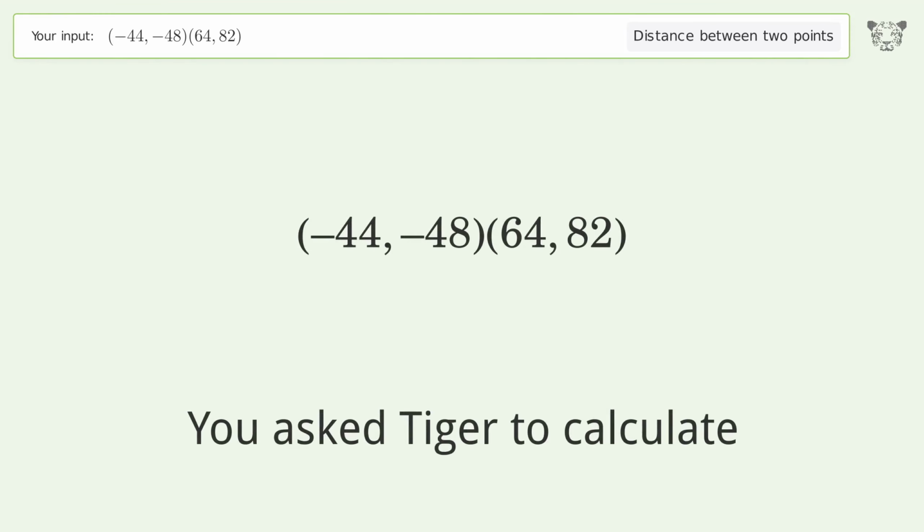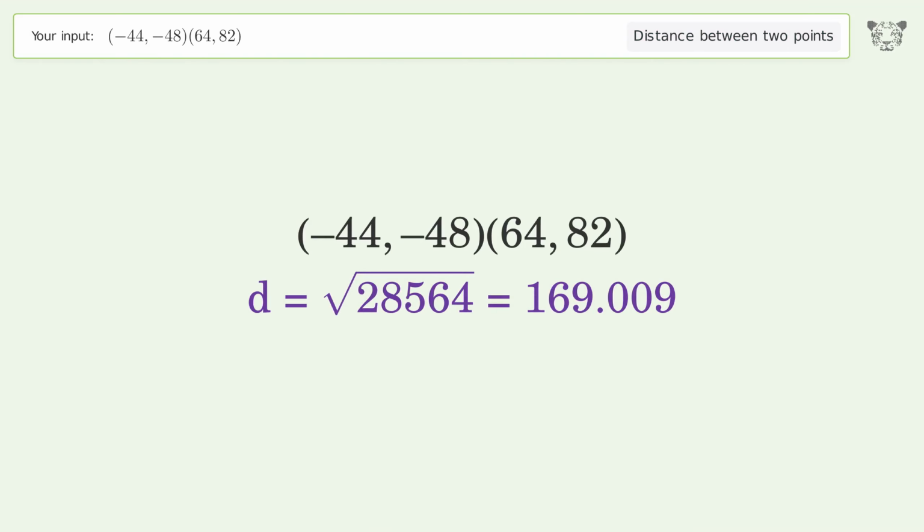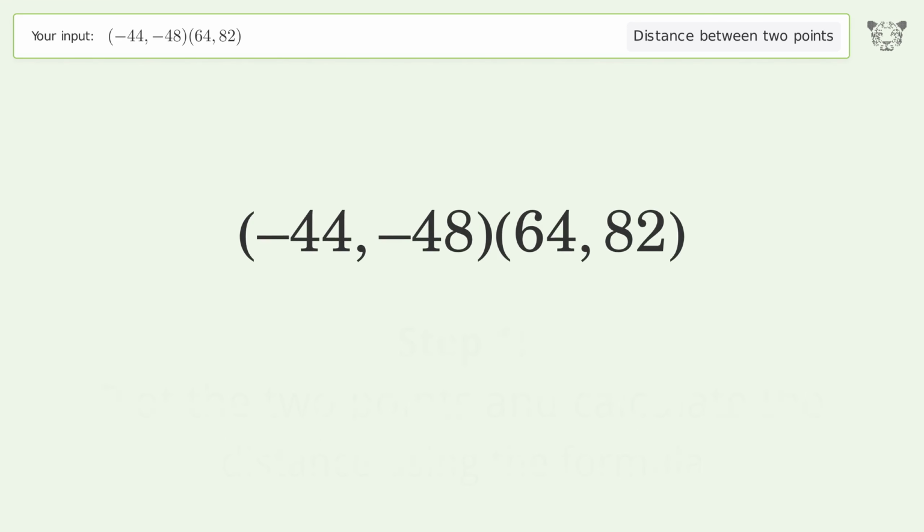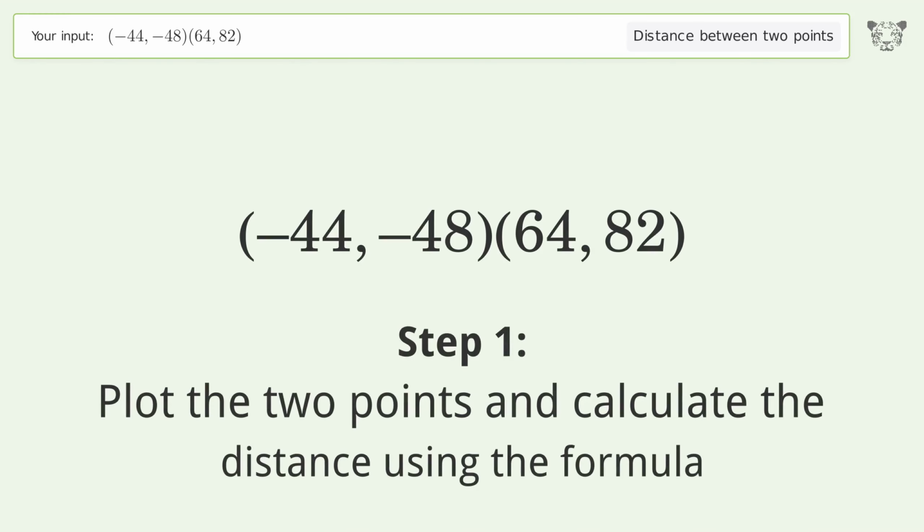You ask Tiger to calculate. This deals with the distance between 2 points. The distance between the 2 points is the square root of 28,564 or 169.009. Let's solve it step by step. Plot the 2 points and calculate the distance using the formula.